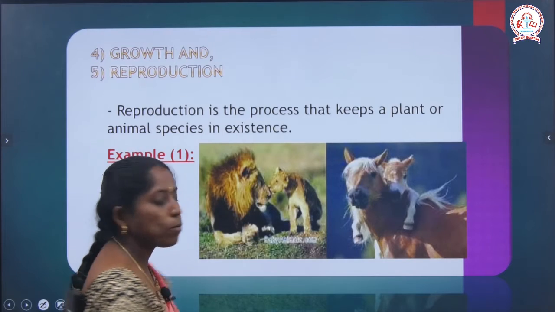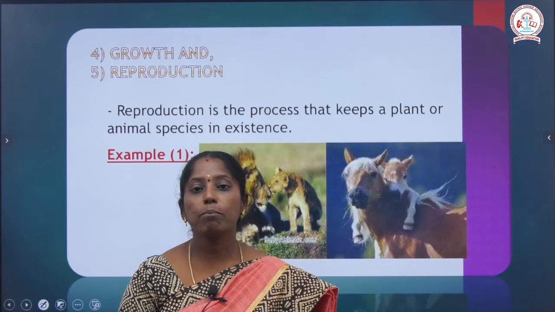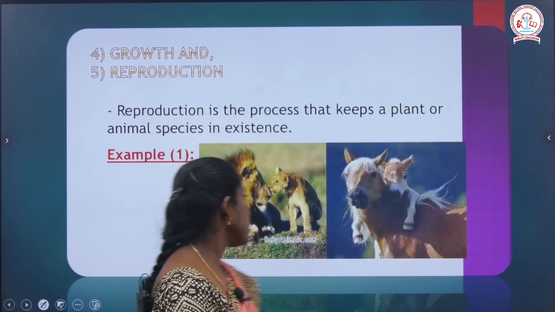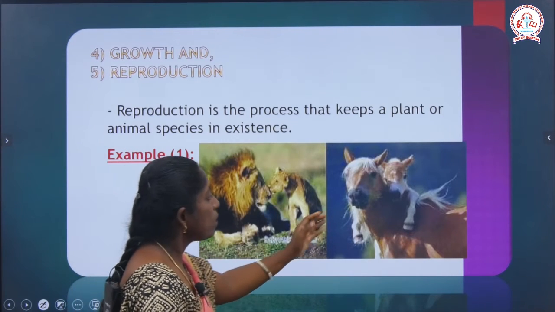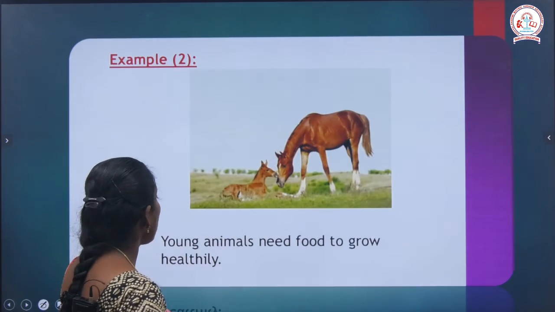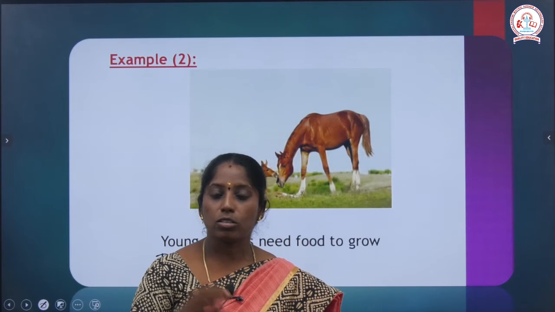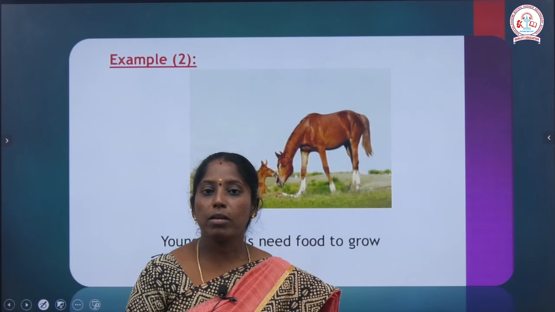Reproduction. What is reproduction? I told you, reproduction is the process of giving birth to young ones. See the lion and the cub, the horse also is the same, they give birth to young ones. These young ones also need food to grow. Isn't it? A baby needs food, certainly a baby also needs food.